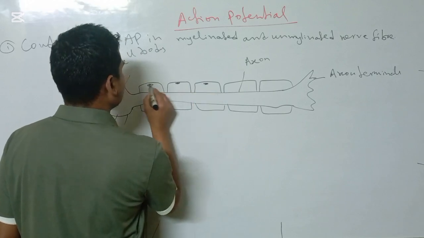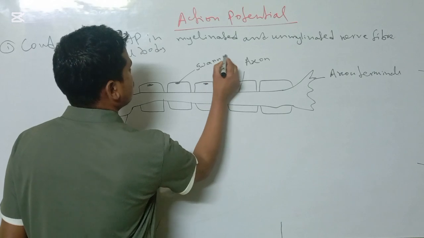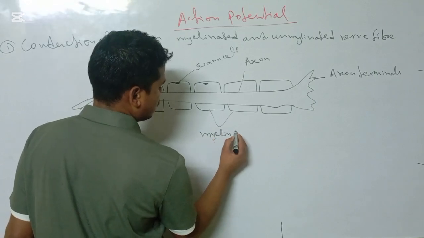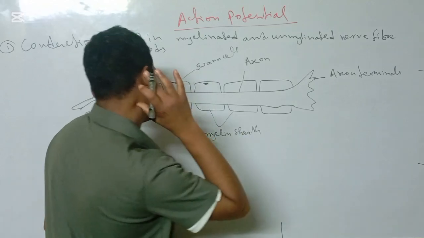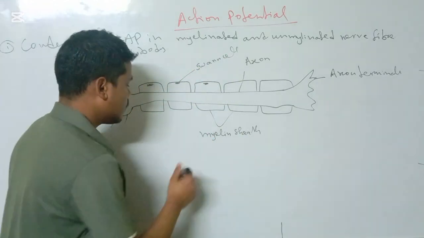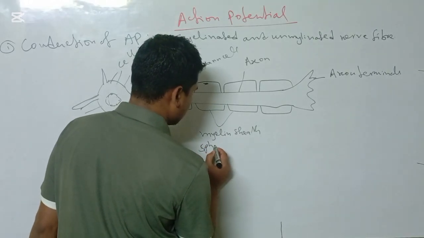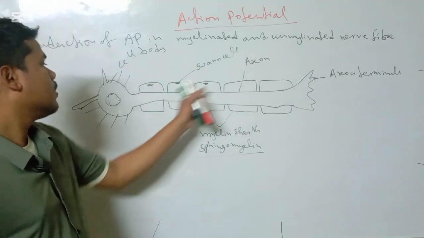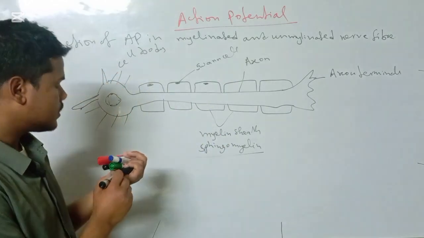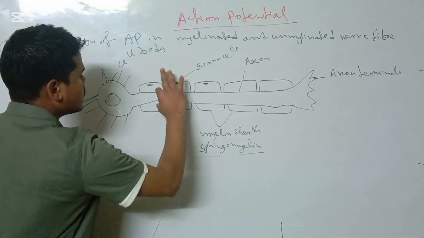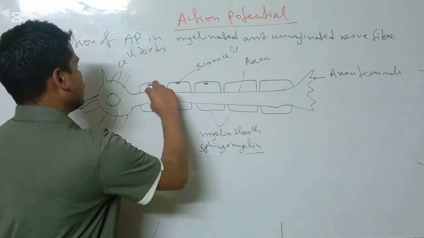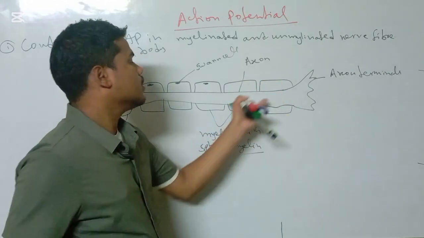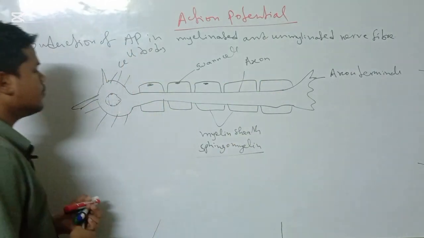Somewhere here will be a Schwann cell, and all this will be your myelin sheath, and this Schwann cell will produce sphingomyelin. It is a type of lipid that will be present in the myelin sheath. This will be insulating this axon part, and here there will be no influx or efflux of the sodium ions mainly, or other ions.